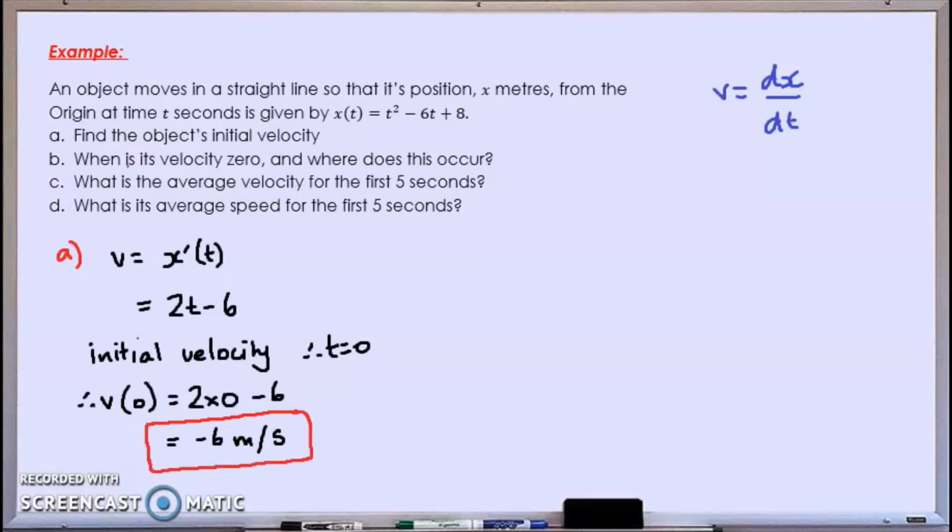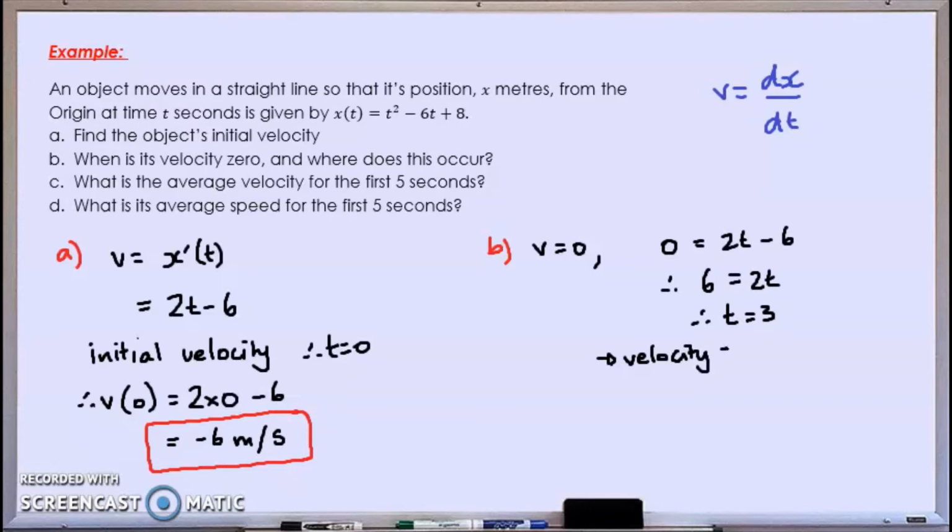The second part asks, when its velocity is 0, when and where does this occur? So let's have a look at that. When v equals 0, that means 0 equals my equation for velocity that I found here, which is 2t minus 6. Therefore, transposing, 6 equals 2t, and t equals 3. So the first part is velocity equals 0 after 3 seconds.